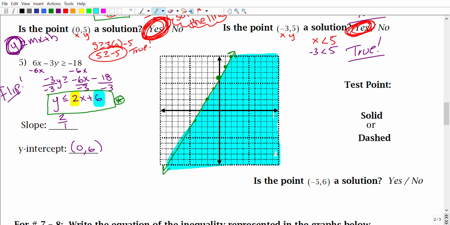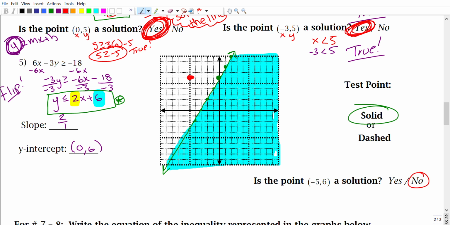Okay. All right. Now, let's see. Should we get a test point here? Oh, it already asked us for one. First off, let me go ahead and finish this off. This was a solid line, and we shaded below. It says, is negative 5 comma 6 a solution? Well, where is negative 5 comma 6? It would be right up there. So right away, we know that it's not in the blue shaded region, so I'm going to assume that the answer is no. But let's actually try that out.